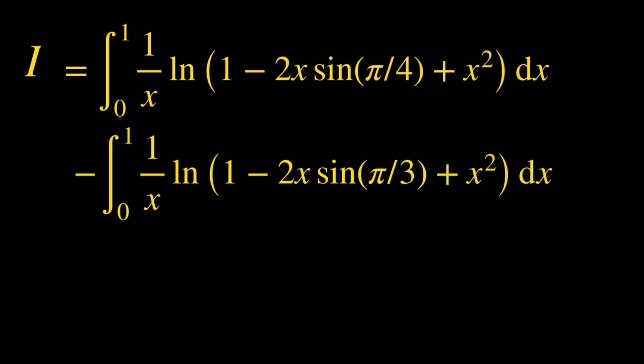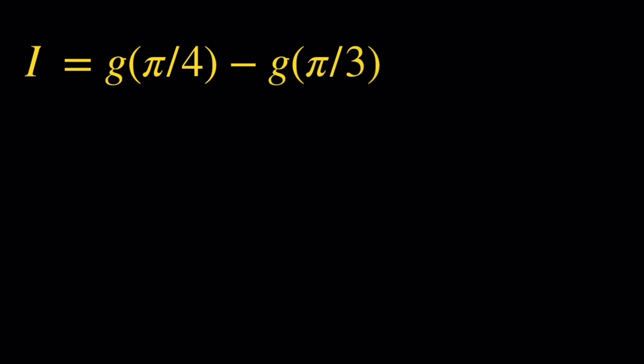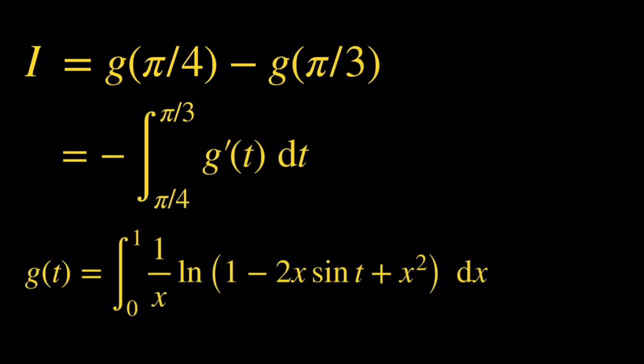And then, of course, we can see that this is indeed the difference g of pi over 4 minus g of pi over 3, where g of t is equal to the integral from 0 to 1 of 1 over x times natural log of 1 minus 2x sine of t plus x squared dx. Okay, so I can also be written as negative the integral from pi over 4 to pi over 3 of g prime of t dt.